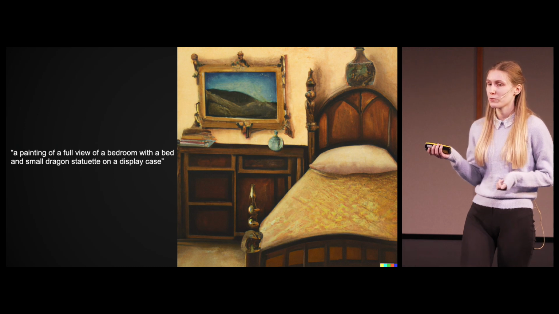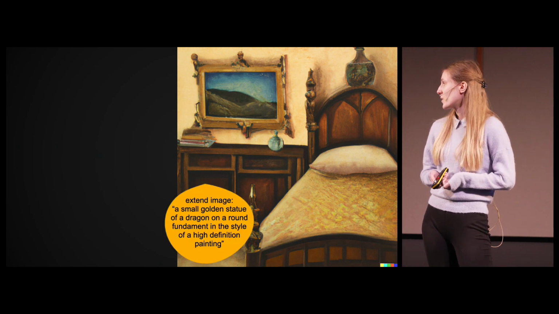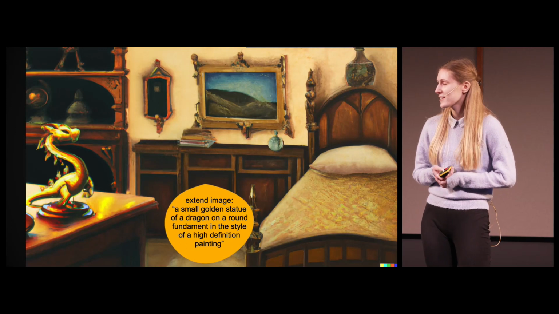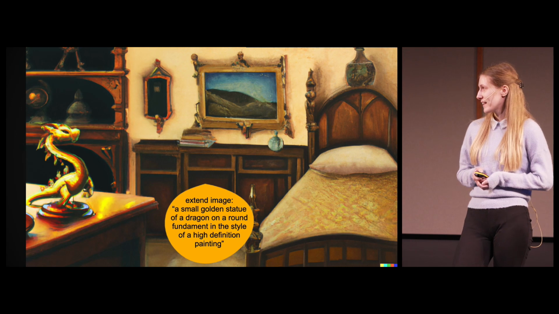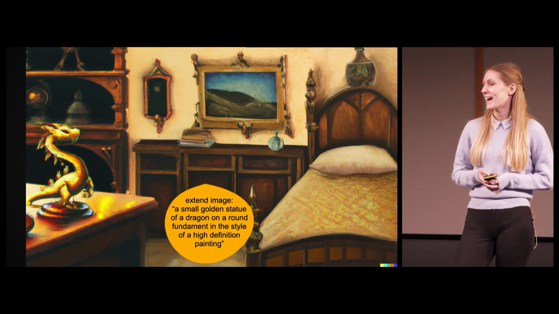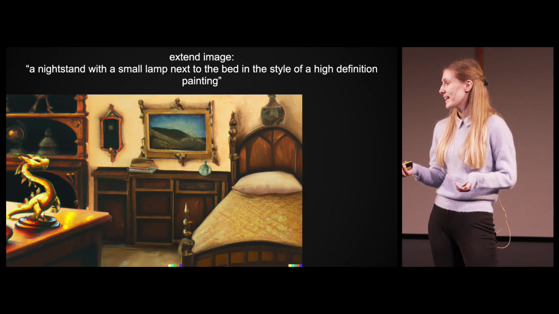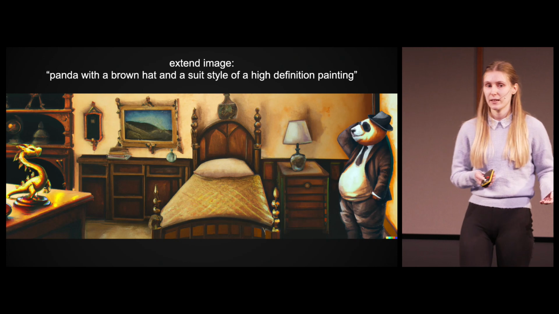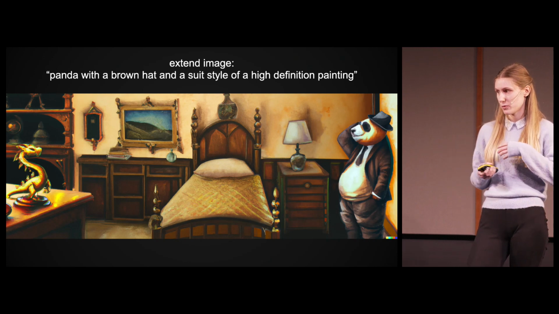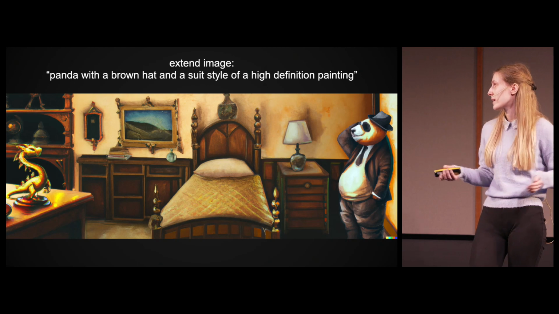But this is kind of small for a point and click game, so we need to extend it a bit. We added a golden dragon statue because that was our idea at the time. This wasn't the AI's idea, but we'll see that shortly. We still needed it a bit bigger, so we extended it more. And we did it incrementally to allow the AI to still get the context of the image and build on it.